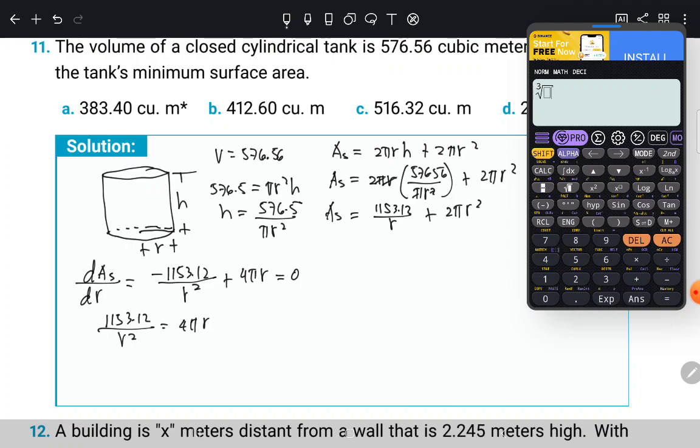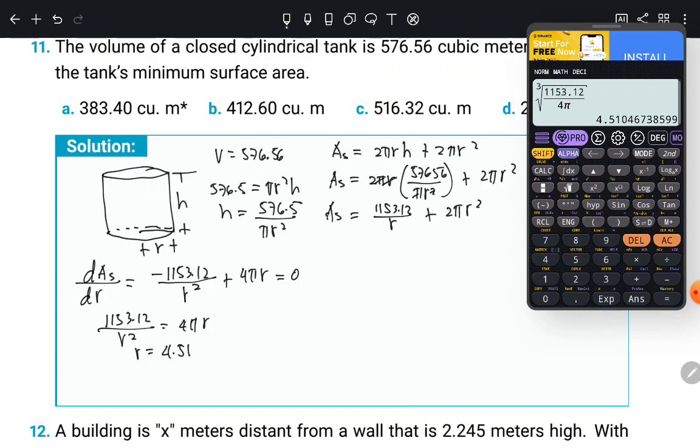576.56 divided by 4 times pi. And our r will be equal to 4.51. Then we're looking for the surface area.